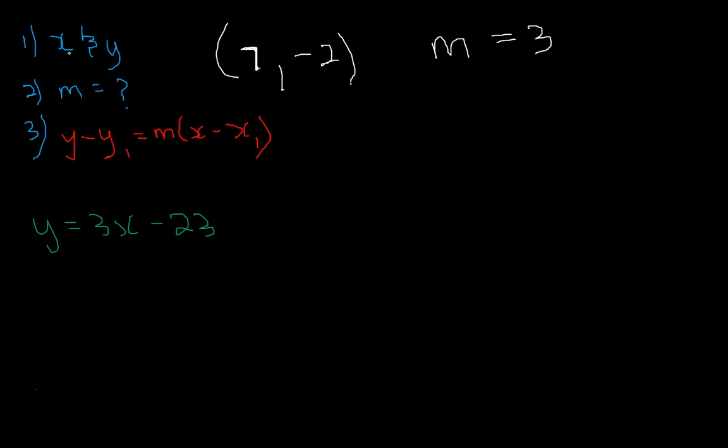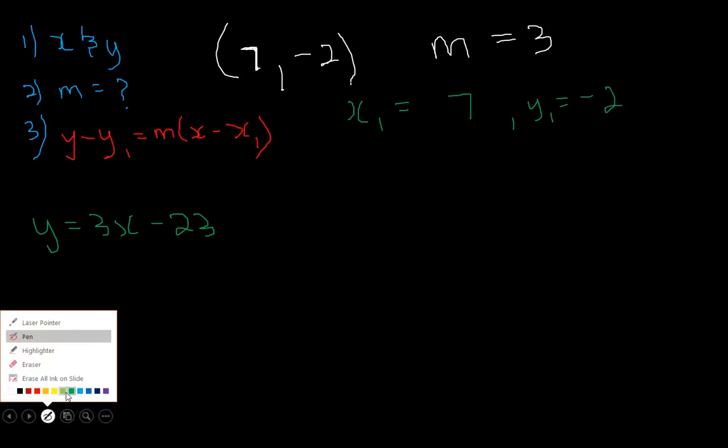So first we identify our x and our y. Can anybody tell me what's x1 and what's y1? X1 is 7 and y1 is negative 2. Nice. Step 2. We need to identify or calculate the gradient. In this case, they gave it to us. So anybody tell me what's the gradient?